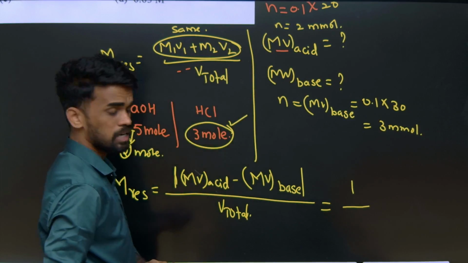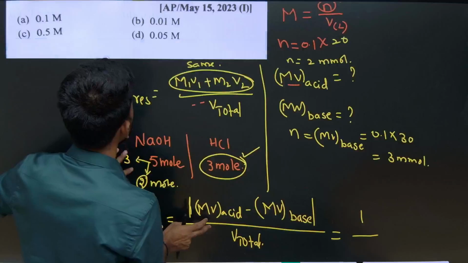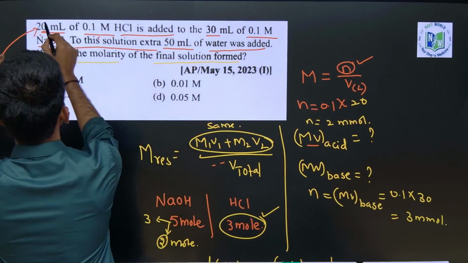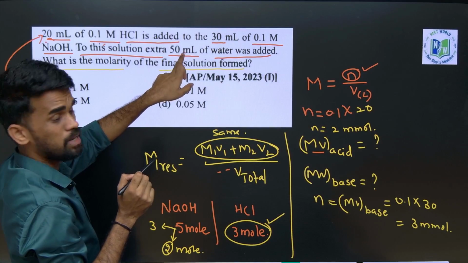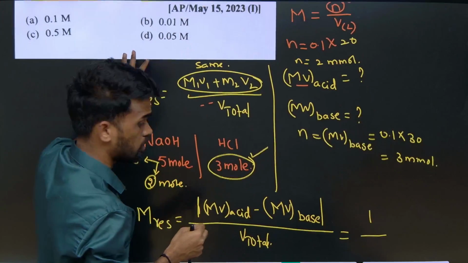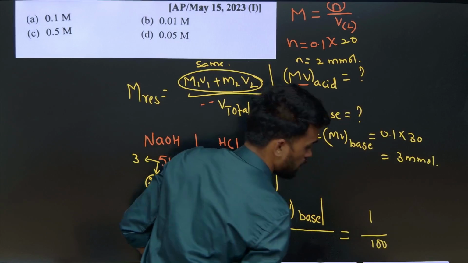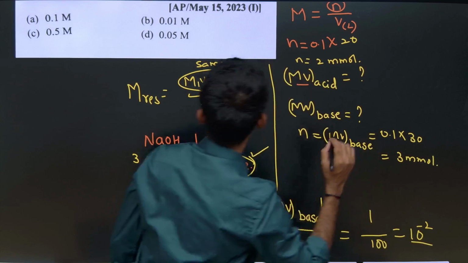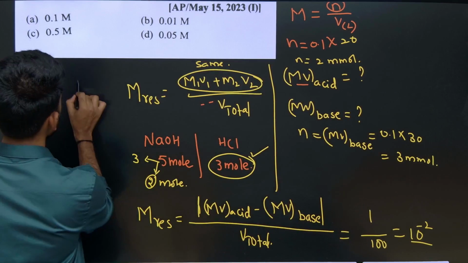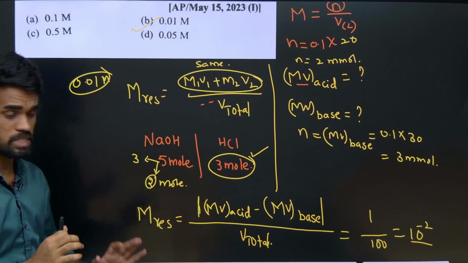Okay, and what is the total volume we have? See, the total volume given here, just check, is 20 ml acid, 30 ml base, and extra 50 ml of water is added. Total volume is how much? So 50 plus 50, it will be a total of 100 ml. So this will be 10 to the power minus 2, or you can also write it as 0.01 molar solution. So option B is correct. I hope this is also clear.